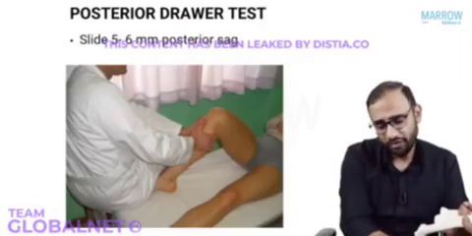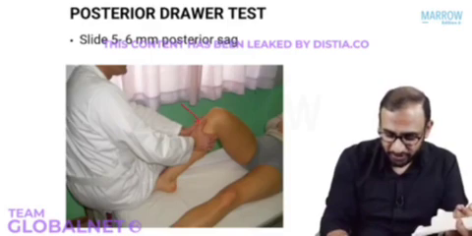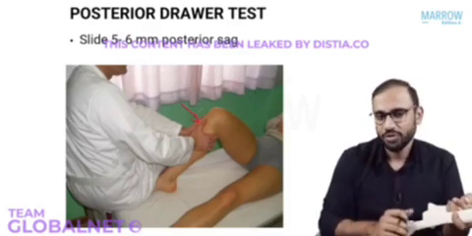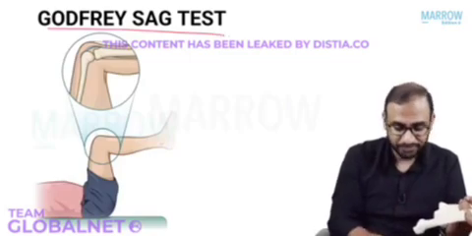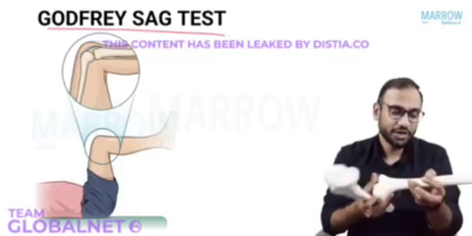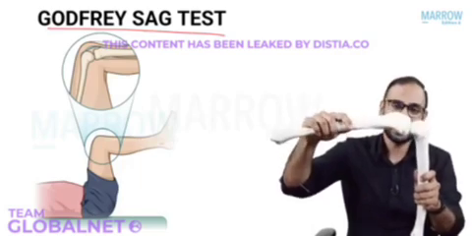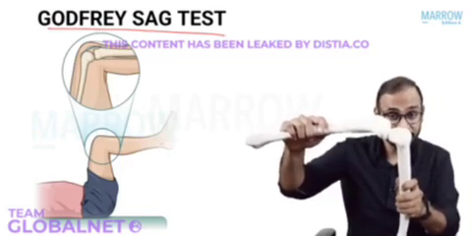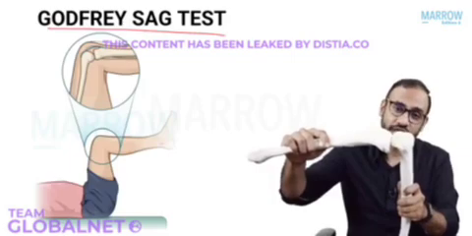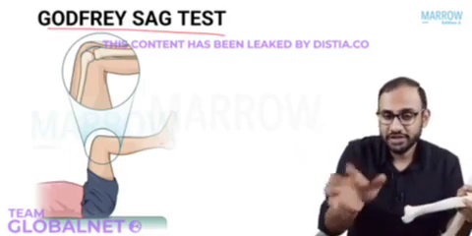What about PCL tear? I've already told you, the posterior drawer test, where you push the tibia posteriorly. There is another test for PCL known as Godfrey's sag test. What you do in this test is you flex both the hip and both the knees to 90 degrees bilaterally. If the PCL is torn, what will happen? The tibia will sag posteriorly, because that was the action that was resisted by the PCL. If it's torn, the tibia will translate posteriorly. That is known as Godfrey's sag test.